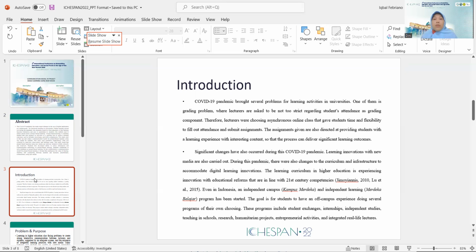competencies. Even in Indonesia, the Independent Campus, or Campus Merdeka, an independent learning or Merdeka Belajar program, has been started. The goal is for students to have an off-campus experience doing several programs of their own choosing. This program includes student exchange, internships, independent studies, teaching in schools, research, humanitarian projects, entrepreneurial activity, and integrated real-life lectures.